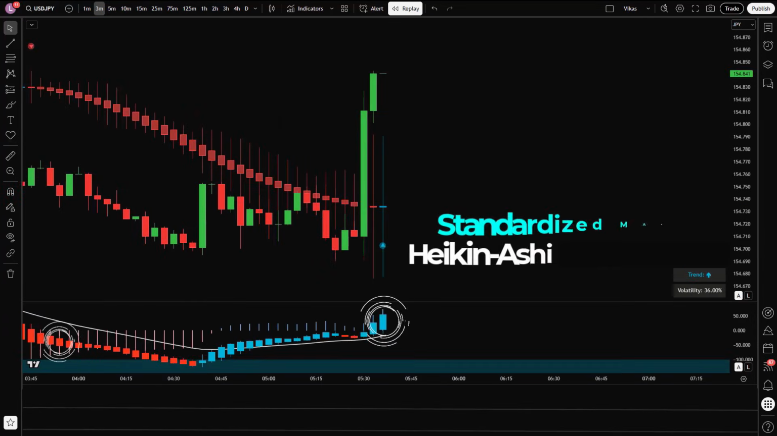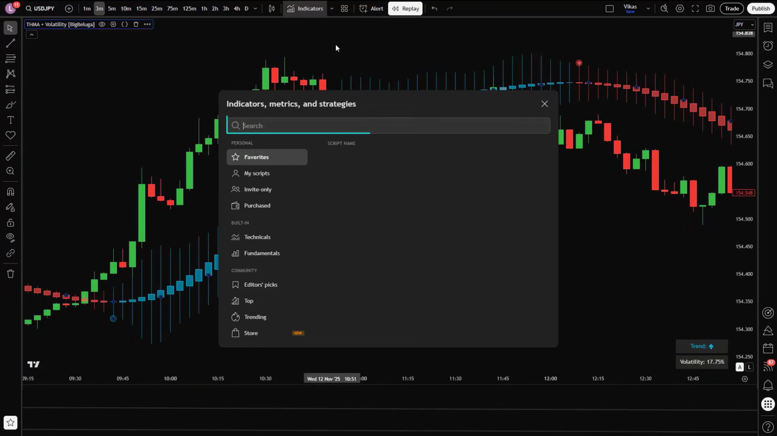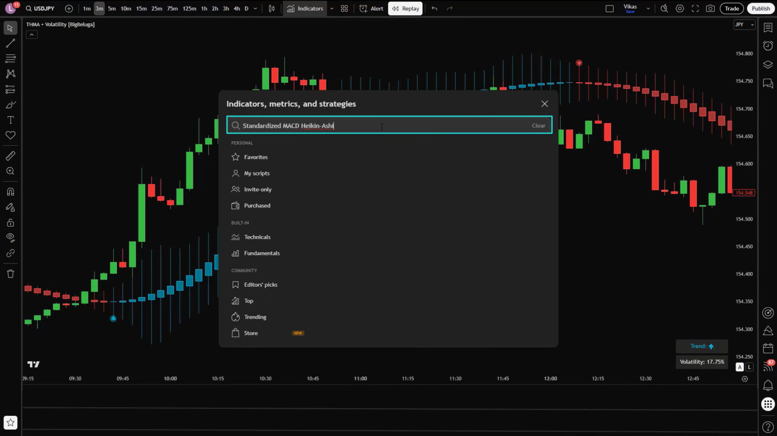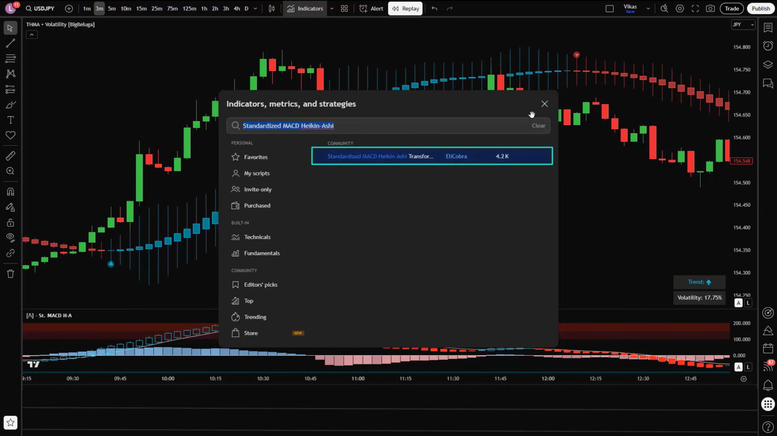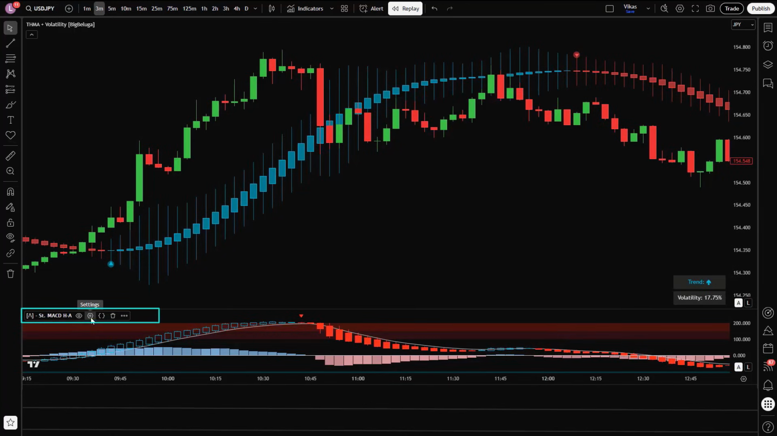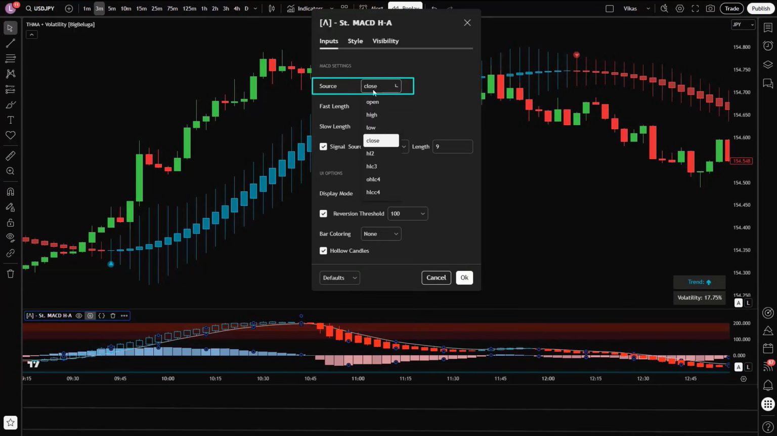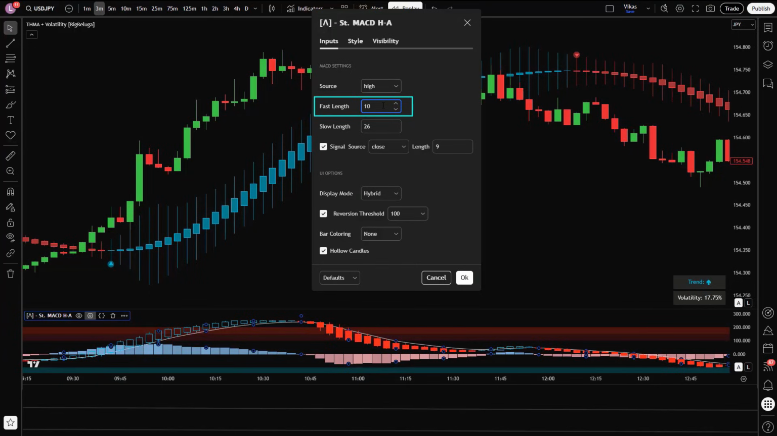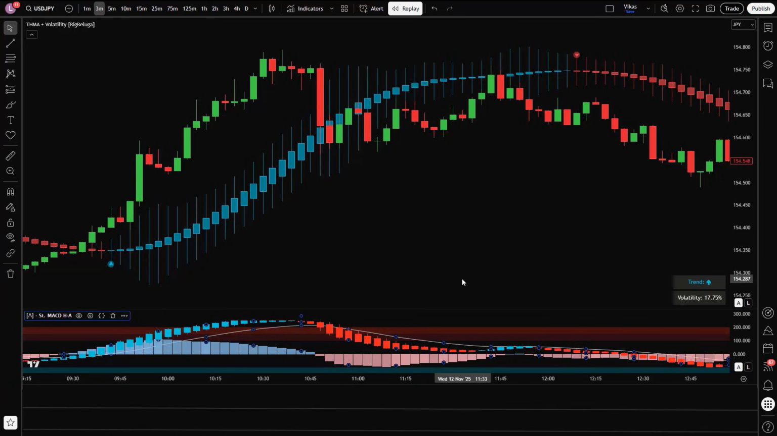The blue and red candle indicator we see in the chart is called the MACD Heikin-Ashi indicator. Let us understand the trading setup. We will search MACD Heikin-Ashi in the search box of TradingView. After that we have to click on the MACD Heikin-Ashi option, in which we have to change some settings. We need to hide these options. We have to change this source option from close to high. Change this fast length option from 12 to 10. Change this length option from 9 to 16. We need to hide these options. Now our setup is ready.